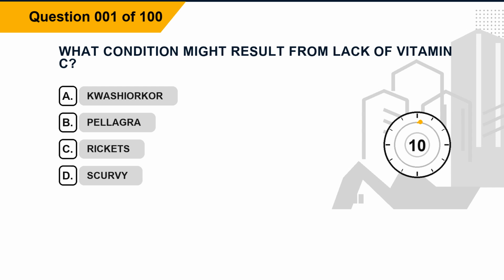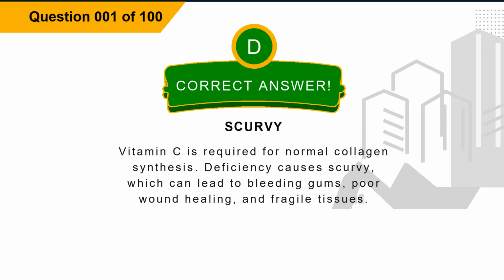Question 1. What condition might result from lack of vitamin C? Option A, kwashiorkor. Option B, pellagra. Option C, rickets. Option D, scurvy. The correct answer is option D, scurvy. Explanation. Vitamin C is required for normal collagen synthesis. Deficiency causes scurvy, which can lead to bleeding gums, poor wound healing, and fragile tissues.